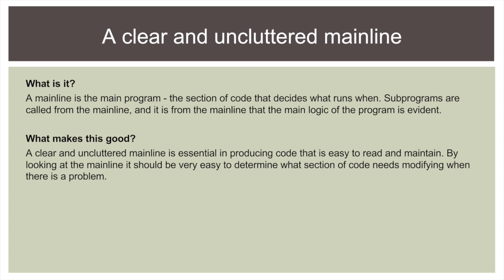A mainline is the main program. It's the section of code that decides what runs where. By having a clear and uncluttered mainline, you're able to see very easily what needs to run when, where the program goes to, and so therefore when you're tracking problems, you're able to find exactly where those problems are instead of having to read all the code and working out where they are.